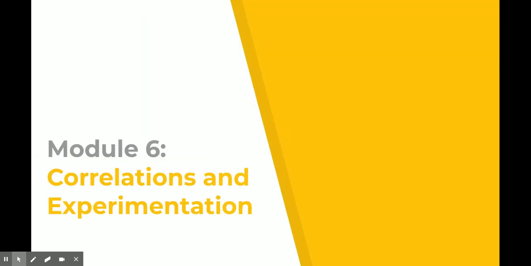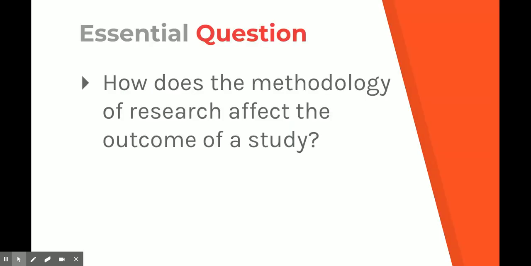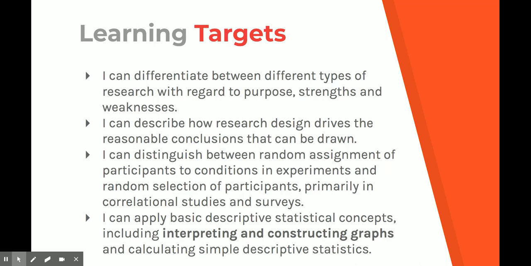So again, this is Module 6. We're going to start with correlations. I have the learning targets for you for correlations, and then we'll go to experiments. The essential question again is, how does the methodology of research affect the outcome of a study? Our learning targets are, one, I can differentiate between different types of research with regard to purpose, strengths, and weaknesses. Two, I can describe how research design drives the reasonable conclusions that can be drawn.